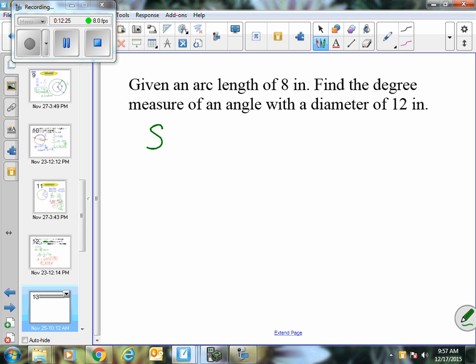Okay, so what I was looking at is arc length is S. So that's 8 inches. They say the diameter, careful on this, the diameter is 12. So that means the radius would be 6 inches. So what formula have we been using that uses the S and the R? Well, that's the arc length formula. S equals R times theta.